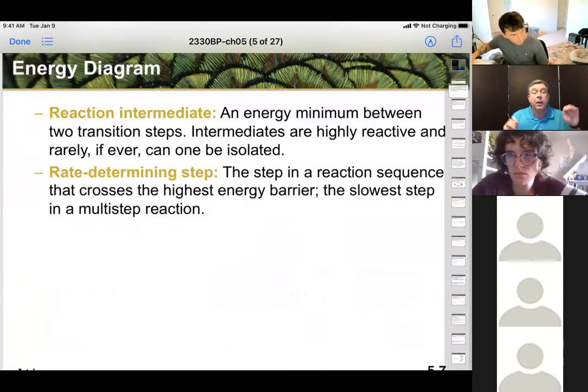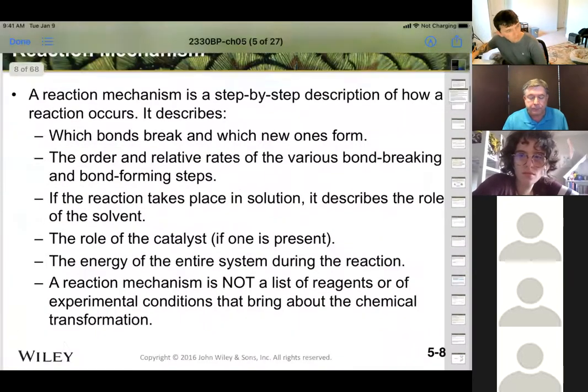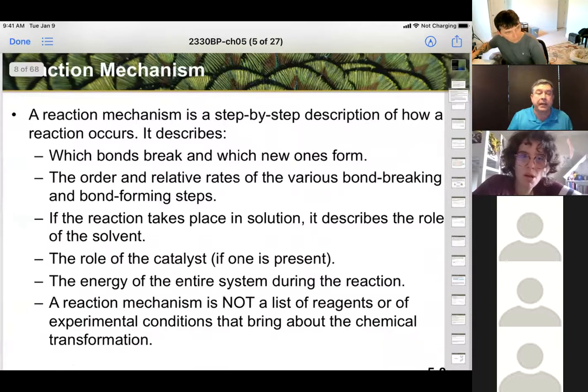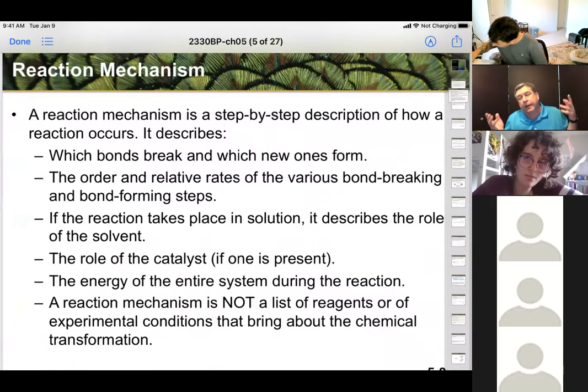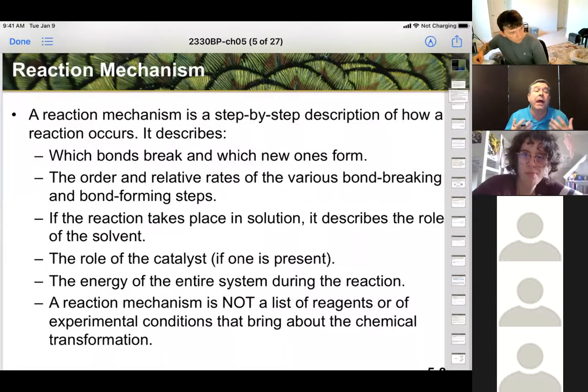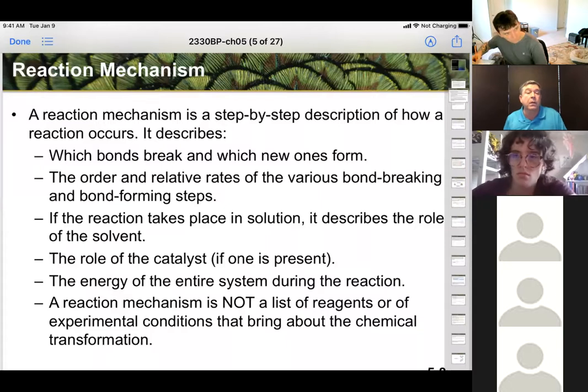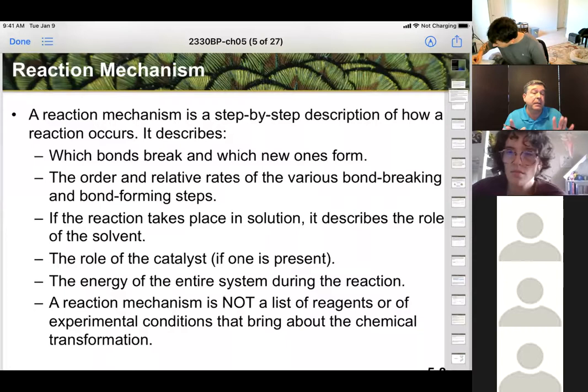Now we're going to go ahead and talk about how we can use these energy diagrams to understand what's happening step by step in a reaction. And understanding what's happening step by step in a reaction is what we call the reaction mechanism. And I hear everybody going, oh, reaction mechanism. No. This is the place to figure out what's happening and in what order it occurs, okay? So we're going to find out which bonds are breaking and which bonds are being newly formed. We're going to know the order and relative rate of each of these steps, and that can be demonstrated with the reaction diagram.